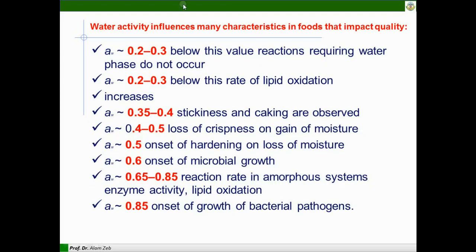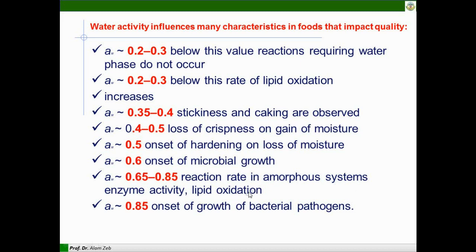You should know that water activity influences many characteristics in food and thus impacts the quality. If the aw is between 0.2 and 0.3, reactions requiring a water phase usually do not occur, and below this threshold the rate of lipid oxidation increases. Between 0.3 and 0.4, stickiness and caking are observed. Between 0.4 and 0.5, loss of crispness or gain of moisture. At 0.5, onset of hardening or loss of moisture.